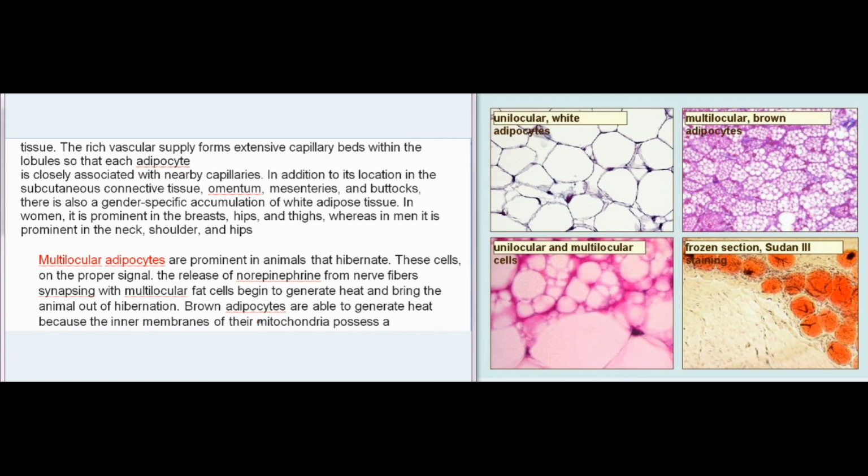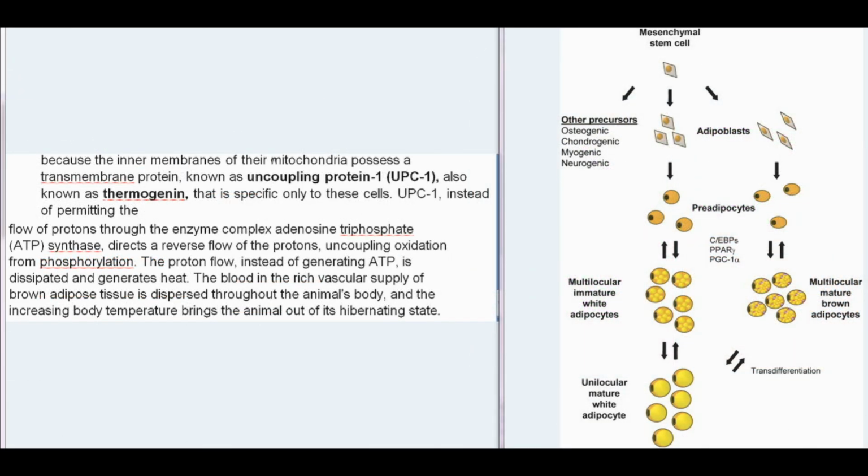These cells, on the proper signal, the release of norepinephrine from nerve fibers synapsing with multilocular fat cells, begin to generate heat and bring the animal out of hibernation. Brown adipocytes are able to generate heat because the inner membranes of their mitochondria possess a transmembrane protein, known as uncoupling protein 1, UCP1, also known as thermogenin, that is specific only to these cells.